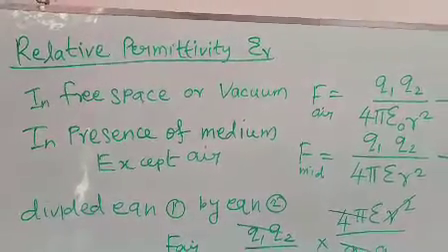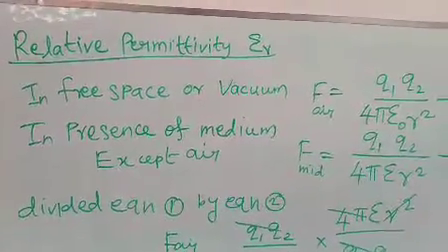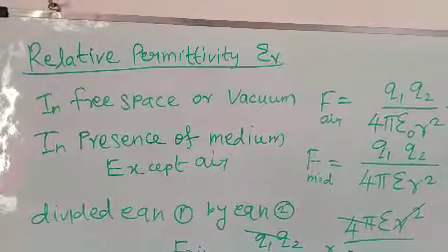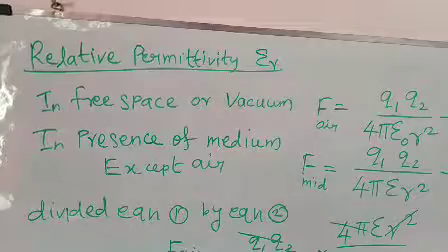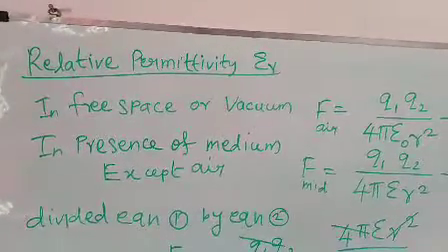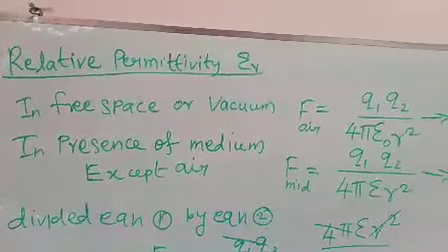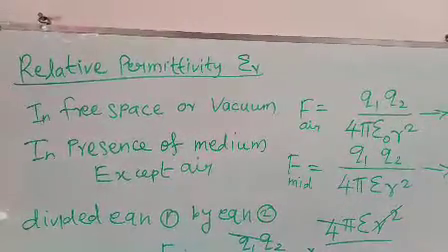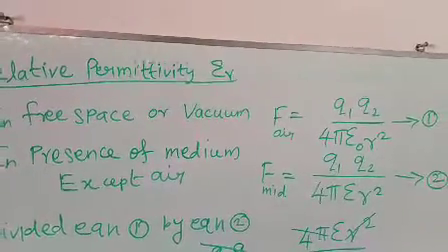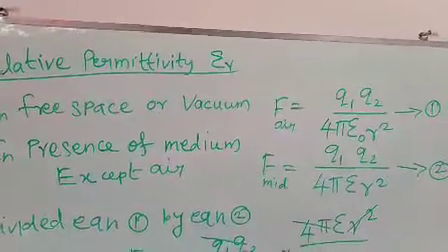Next we are going to discuss relative permittivity. It is denoted by epsilon r. In free space or vacuum, that is, the presence of air between two charges, Coulomb's law: F air is equal to Q1 Q2 by 4 pi epsilon naught r square.